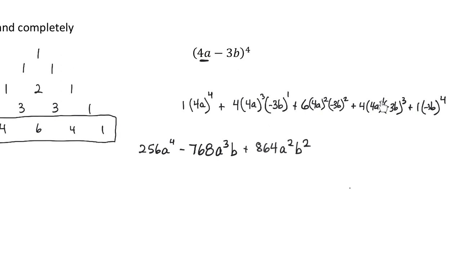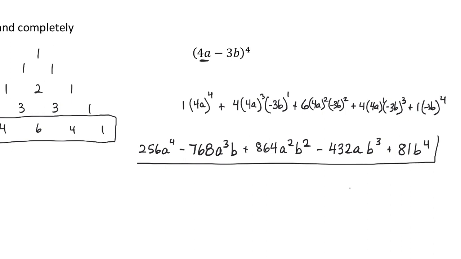Now, here we have 4a to the first power, so that just stays a 4. Negative 3b to the third power, the negative 3 to the third becomes negative 27, so we have negative 27 times 4 times 4, which is negative 432, a to the first power, b to the third power. And finally, this last term here, negative 3b raised to the fourth power. Negative 3 to the fourth power is 81, positive 81. And then b to the fourth. And that is the expansion.